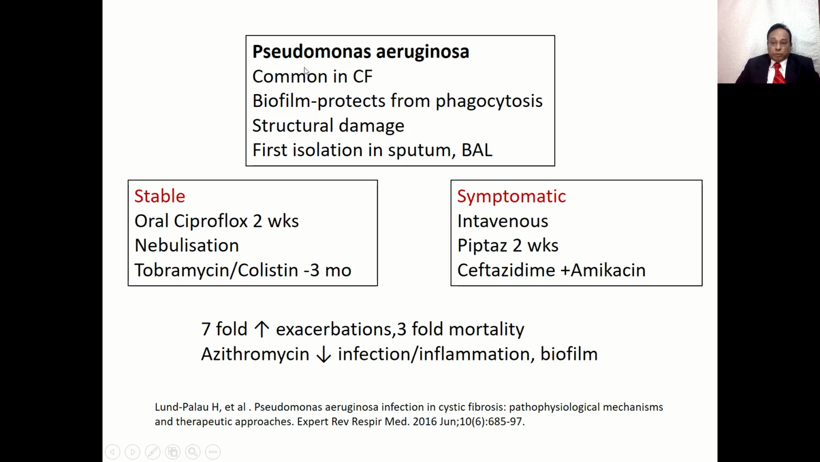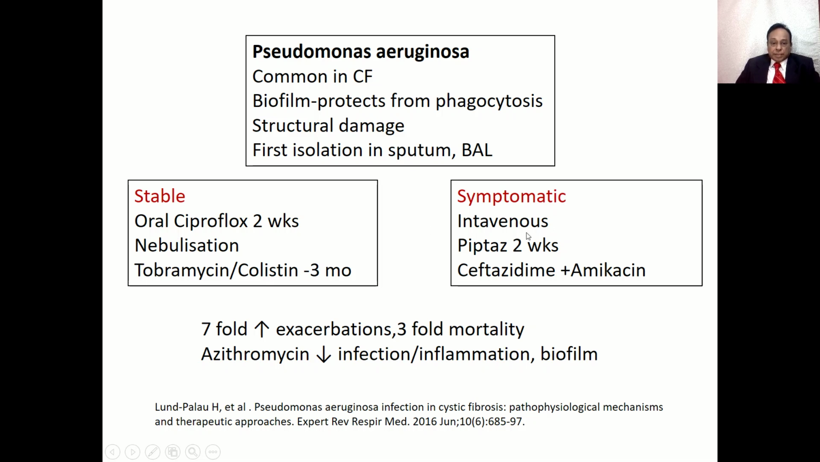So if you are growing Pseudomonas aeruginosa in a culture, then look at the patient's clinical situation. If clinically the patient is stable, you use oral ciprofloxacin for 2 weeks. Then there is a questionable role for nebulization, but still many people use tobramycin for at least 3 months. That is a very important one.